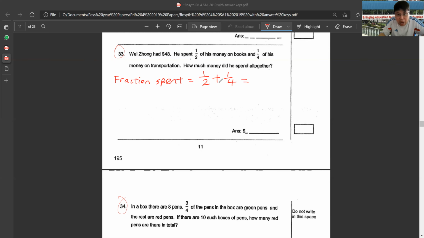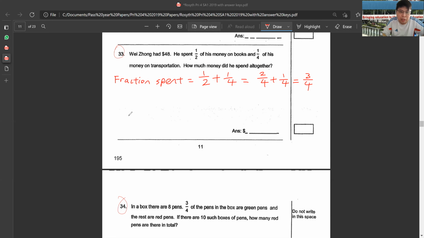Another way is, half you don't use over 8. Half you can change to 2/4, because the LCM of 2 and 4 is 4. The first common multiple of 2 and 4 is 4. So you can use 4, no need to use 8. Okay. So it's 3/4. He spent 3/4 of his money.